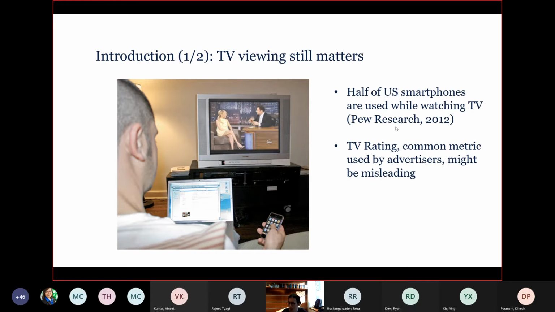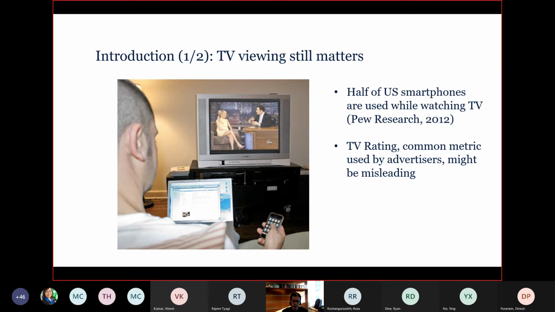This is a bit old data, but Pew Research did a survey in 2012, and they found that half of US smartphone usage actually happens when people are watching TV. So even though the TV is on and people are sitting in front of it, most of the time they are not paying attention to the screen. So the TV rating metric, which is based on whether the TV is on or off, is probably misleading, because people spend more time using smartphones and tablets when they are watching TV.